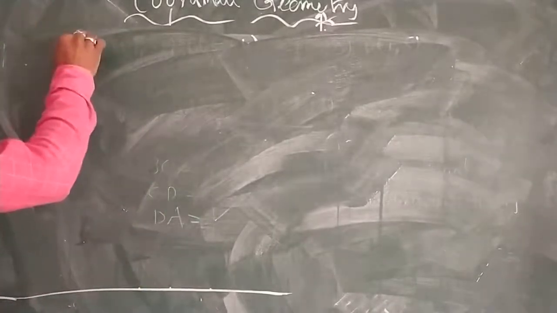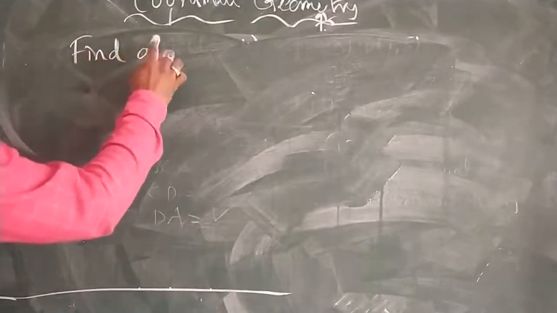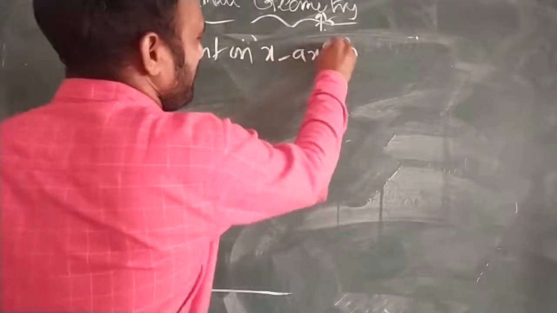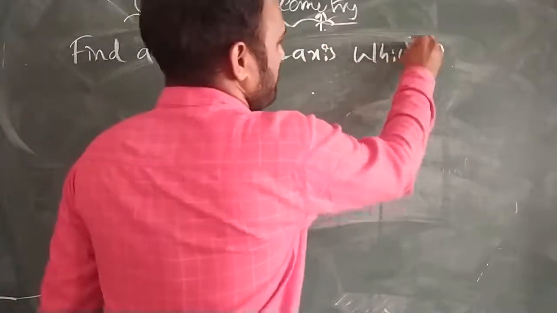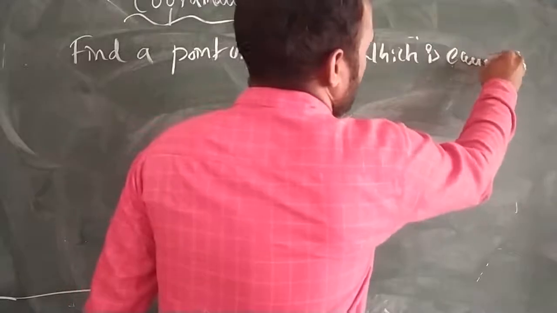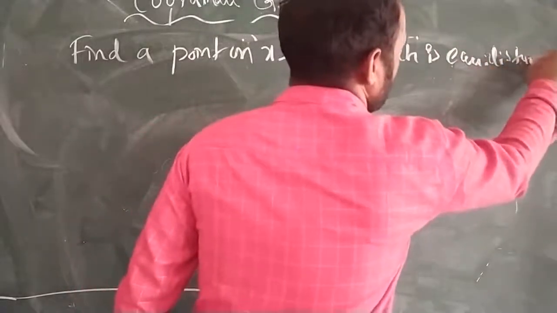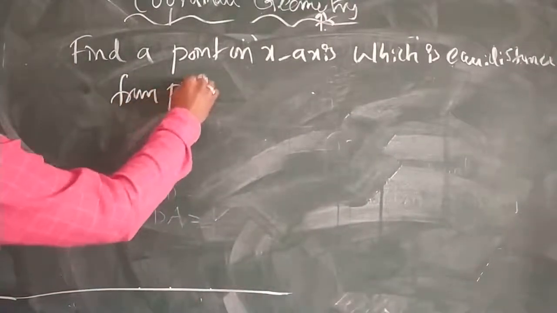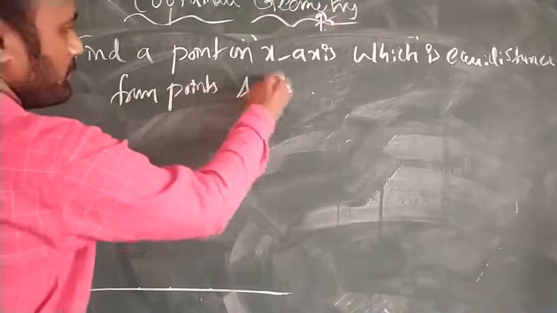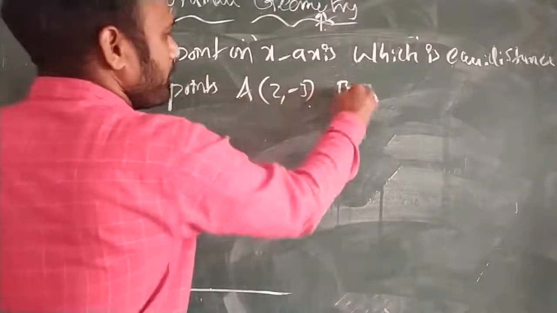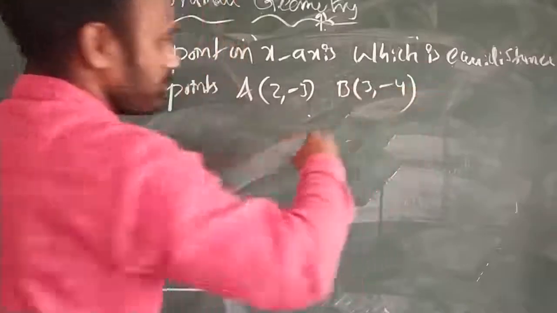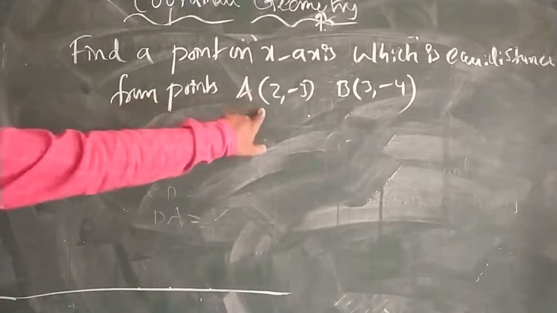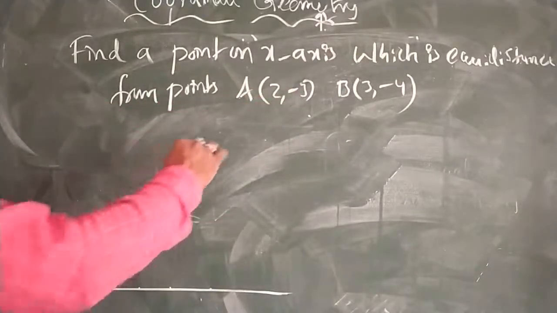Next concept here: find a point on the x-axis which is equidistant from the points A (2, -3) and B (3, -4). So we need to find a point on the x-axis which is equidistant from the points A (2, -3) and B (3, -4).